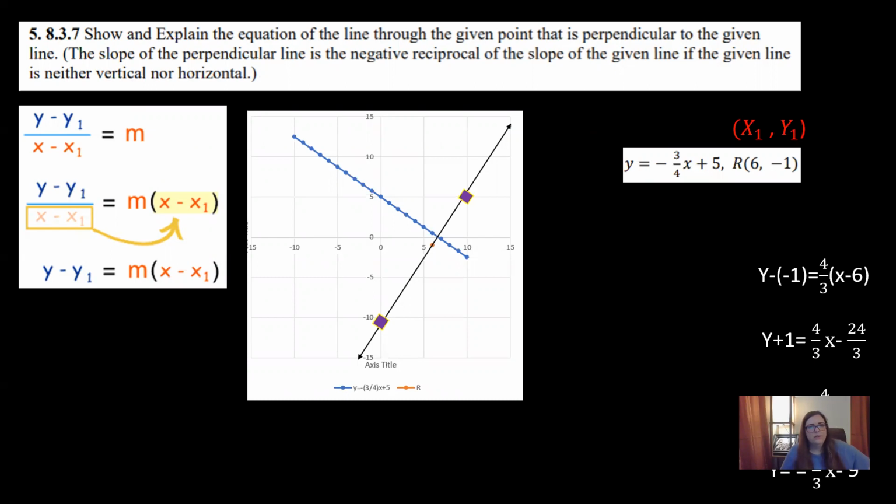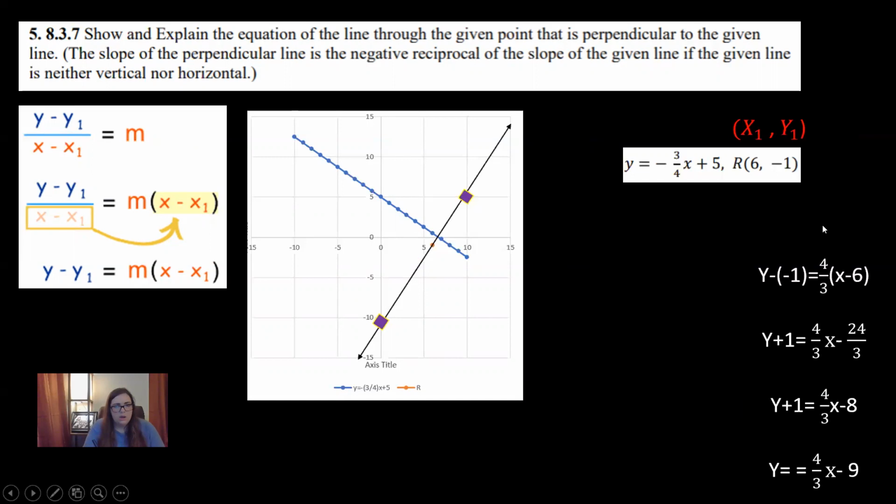So now we have, explain the equation of a line through the given point that is perpendicular to the given line. The slope of the perpendicular line is the negative reciprocal of the slope of the given line, if the given line is neither vertical nor horizontal. So if you plug in all this and graph it, let me move my little thing. Our new slope is 4 over 3 times x minus 9 right here. This is our new slope.